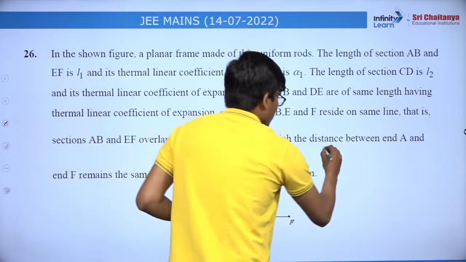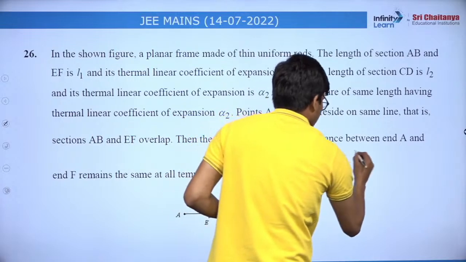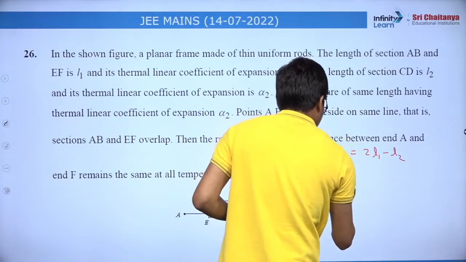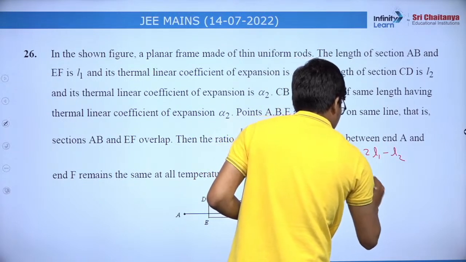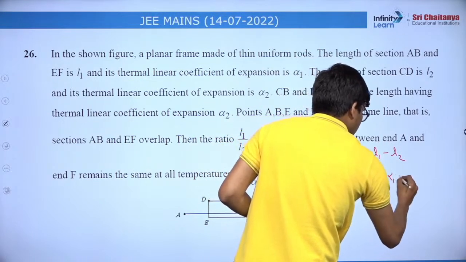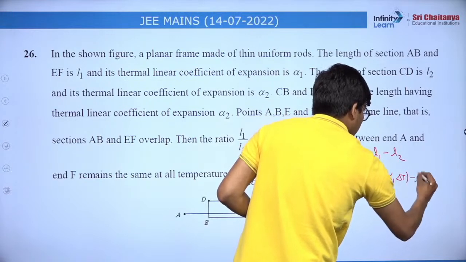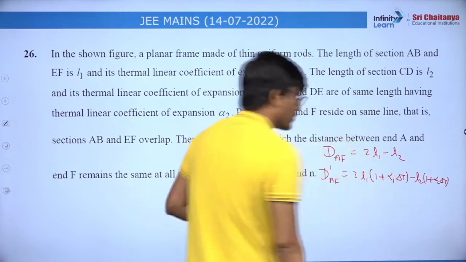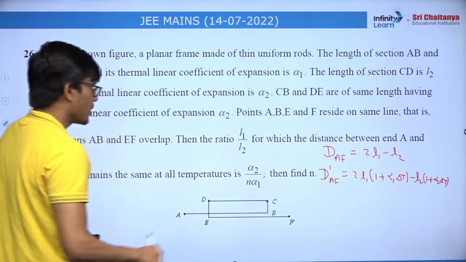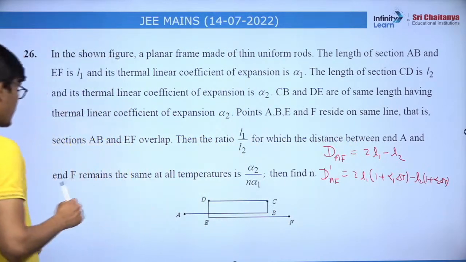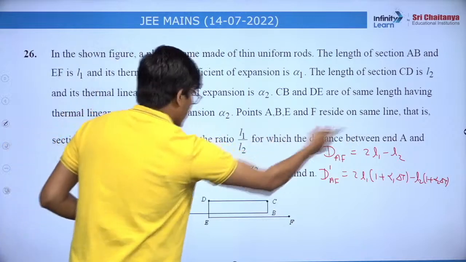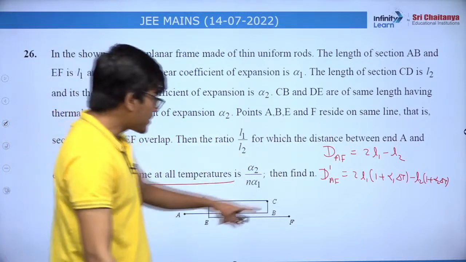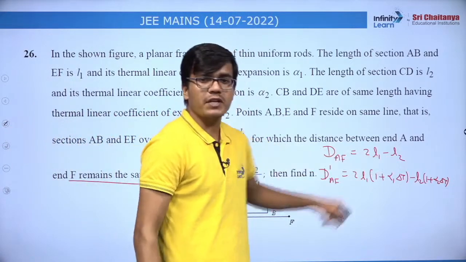So the distance between A and F is basically 2 times L1 minus L2, but after increasing the temperature, this distance will be like this by the thermal expansion formula, and that distance will be like this by the thermal expansion formula. But the question says the distance between A and F remains the same at all temperatures, which means this new distance should also be equal to the previous distance.